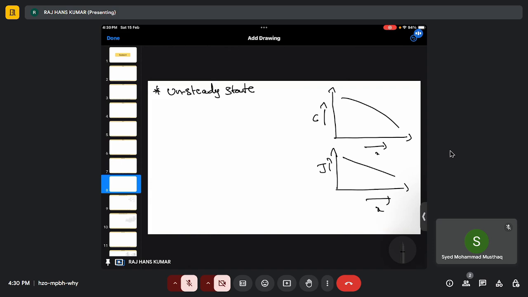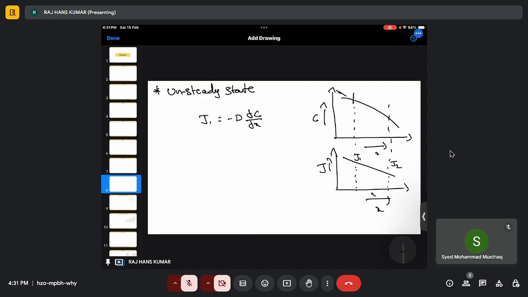Okay. Now, these are the next one. This is at my x2. Here I have J1, here I have J2. Why? Because J equals minus D dou c upon dou x, and c is not a linear function. Then again, at 1 we have one slope.